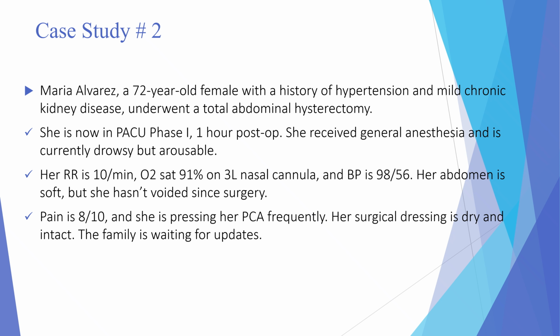Her respiration is 10, O2 sat is 91 on 3-liter nasal cannula, and the blood pressure is 98/56. Her abdomen is soft, but she hasn't voided since surgery. Pain is 8/10 and she is pressing her PCA frequently. Her surgical dressing is dry and intact. The family is waiting for updates.